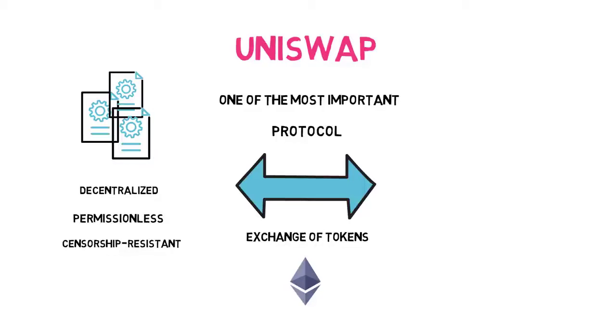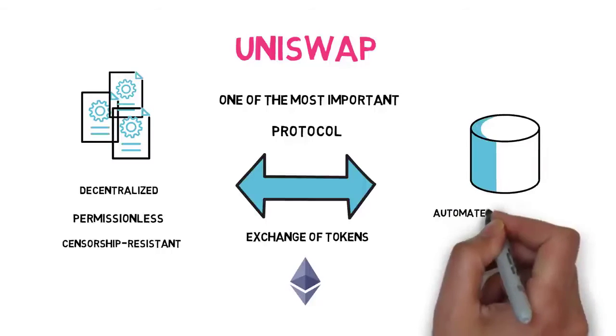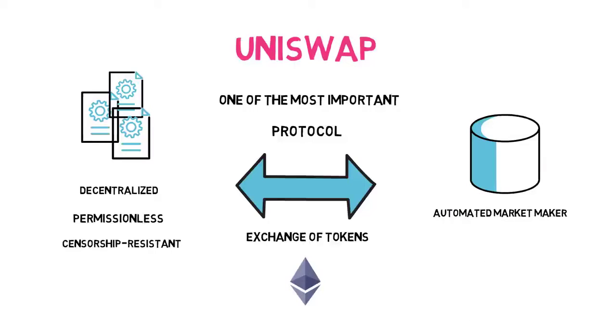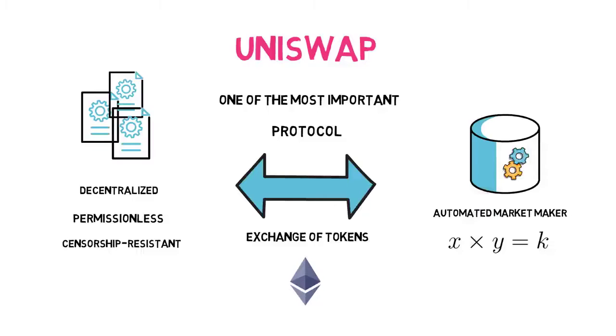Uniswap is built on the concept of liquidity pools and automated market makers, or, to be precise, a constant product market maker. If you'd like to learn more about the mechanics of the protocol, check out my video on liquidity pools, which uses Uniswap as an example. You can watch it here. Back to the main story.